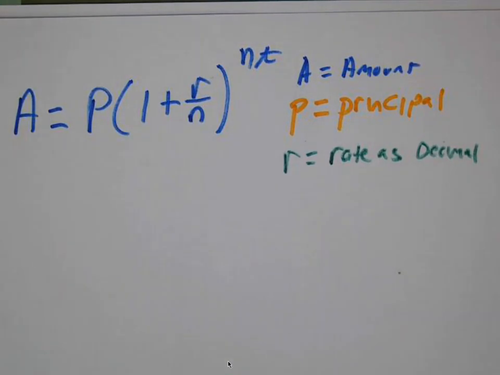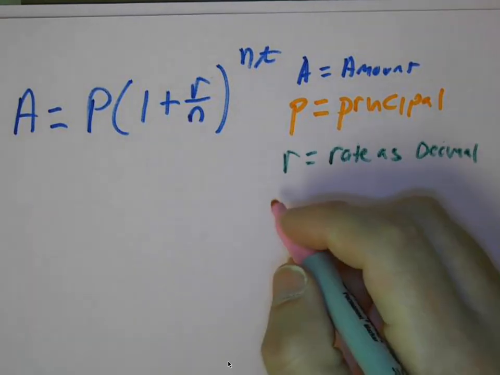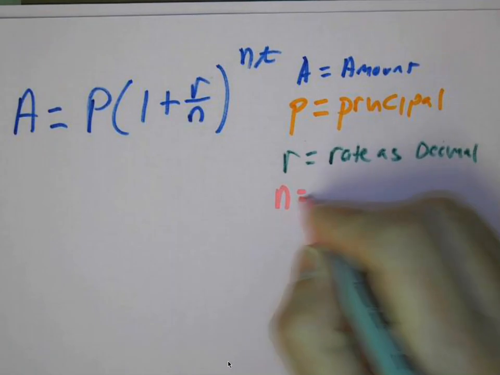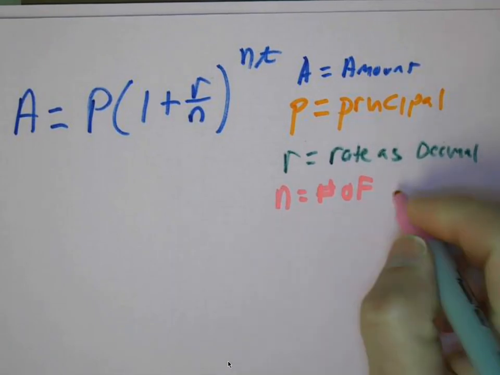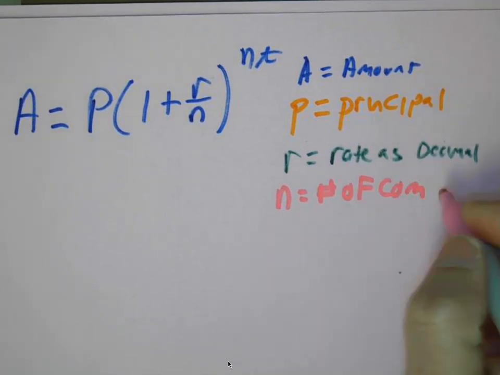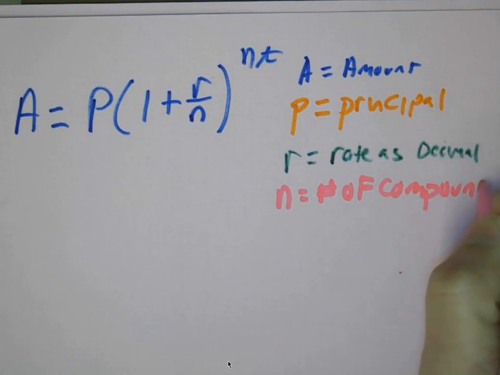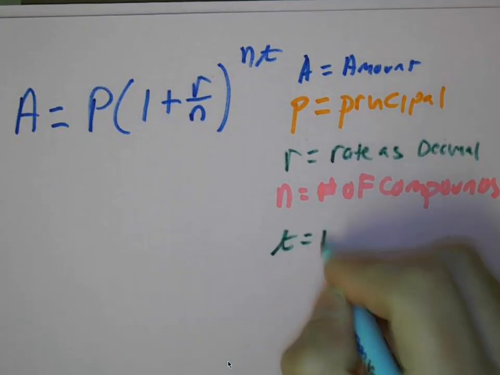N is the number of compoundings per year. And then T is time in years.